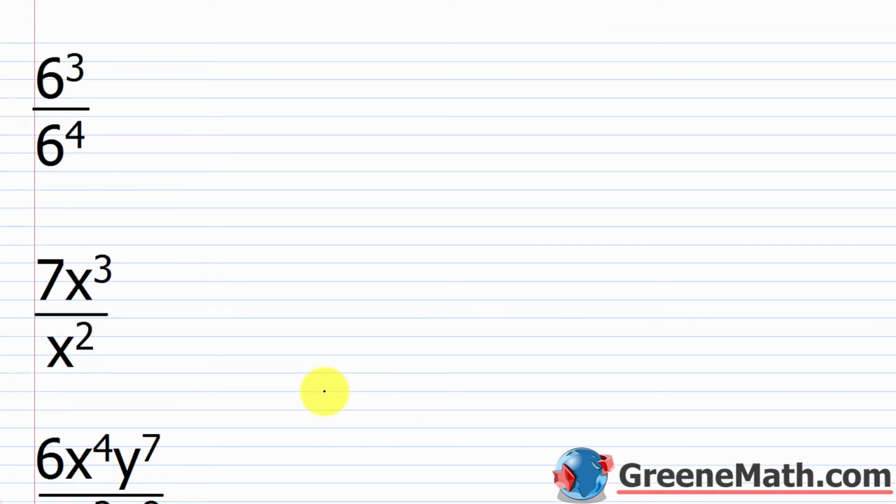All right, for the first example, we have 6 cubed over 6 to the 4th power. So we have the same base here of 6. So what I'm going to do is keep that base the same, and I'm going to subtract exponents. Now to be more specific, I'm going to take the exponent in the numerator, which is 3, and I'm going to subtract away the exponent in the denominator, which is 4. Now 3 minus 4 is negative 1, so this will give me 6 to the power of negative 1, which we just learned as 1 over 6.